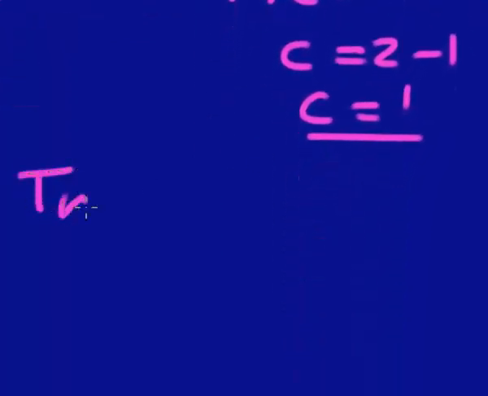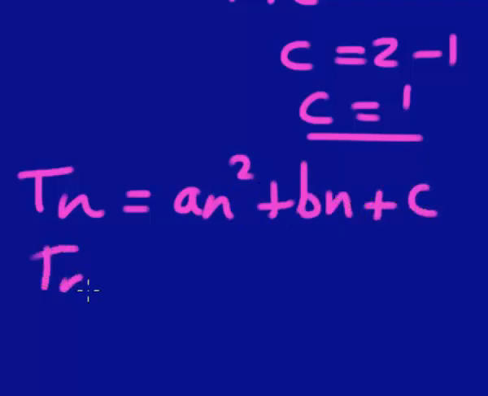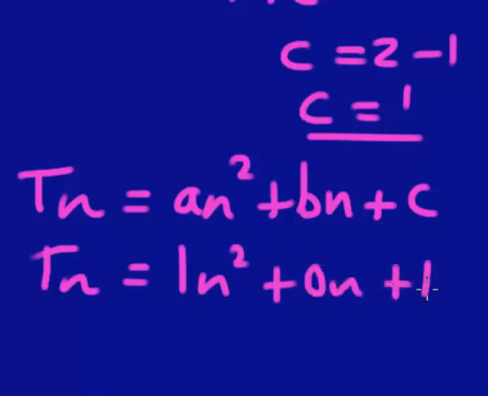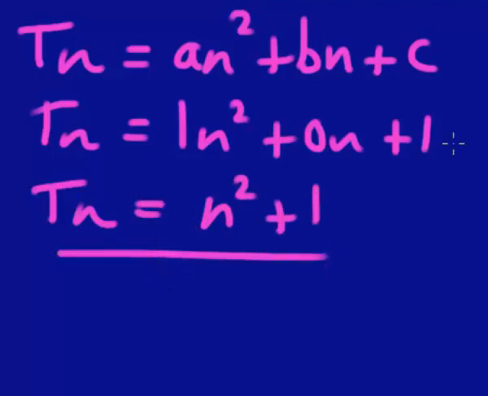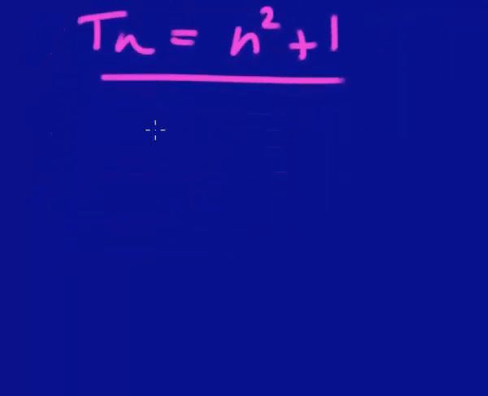So remember, the general term was an squared plus bn plus c, so the nth term was 1n squared plus 0n plus 1. And then what do we know? That tn is n squared plus 1, and that is the general term. And that can help us to generate any specific number of terms.